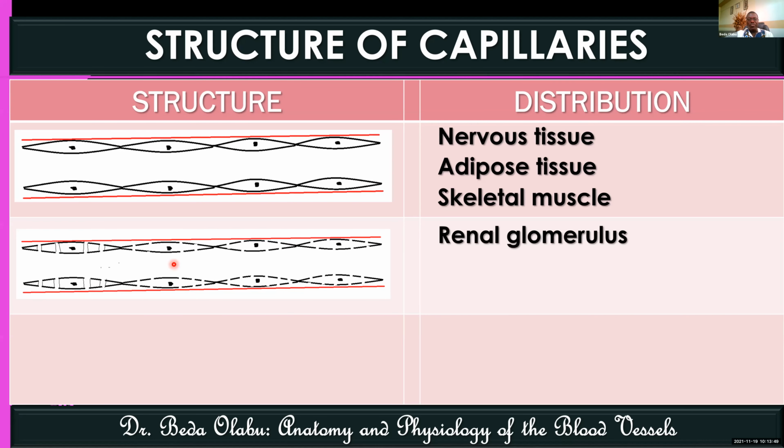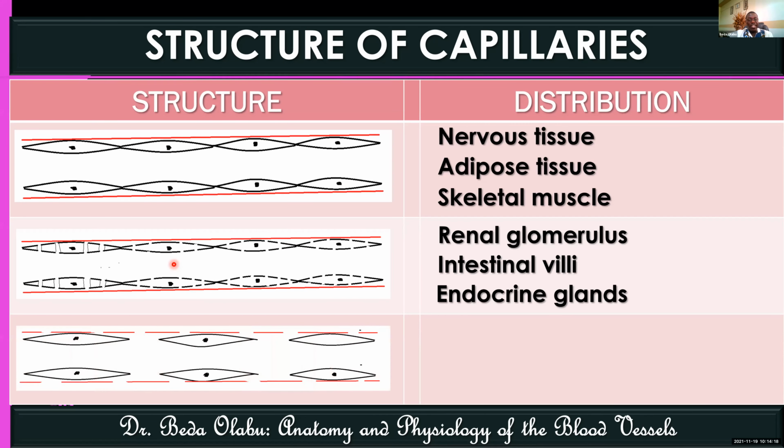Such capillaries are found in the renal glomerulus. We also find them in the villi of the small intestines. We find them in endocrine glands. Such capillaries facilitate movement of substances, but usually it's a controlled movement of substances.